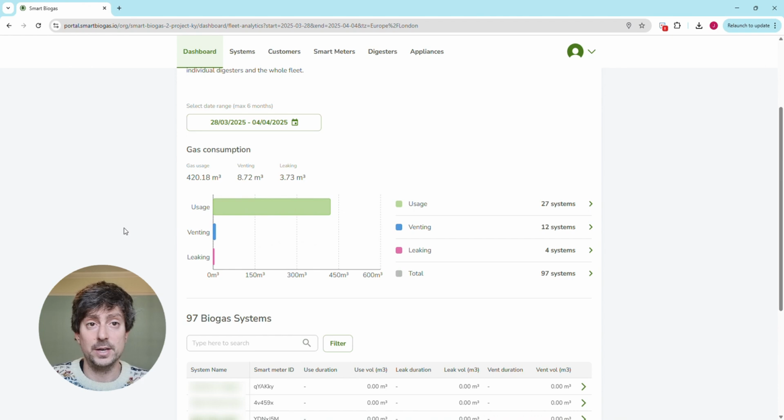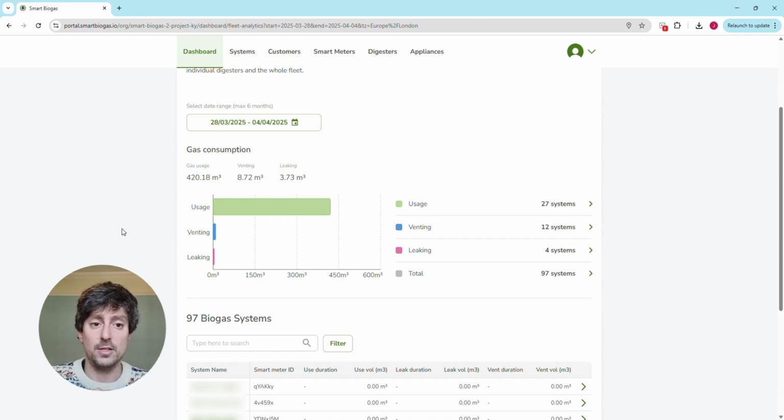For the venting analytics, we look at the pressure of the digester. When we look at the pressure, venting occurs when the digester reaches its maximum pressure or close to its maximum pressure. For example, for a prefabricated digester, this could be around about 2 kilopascals, but for a fixed dome digester, this could be around 10 kilopascals.